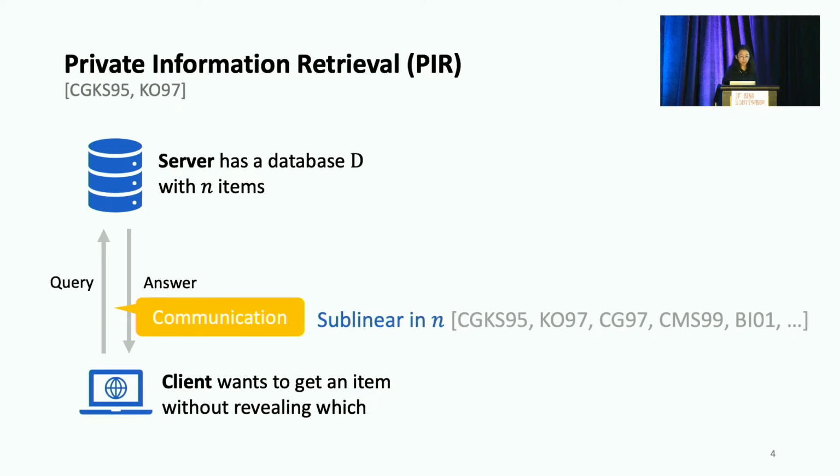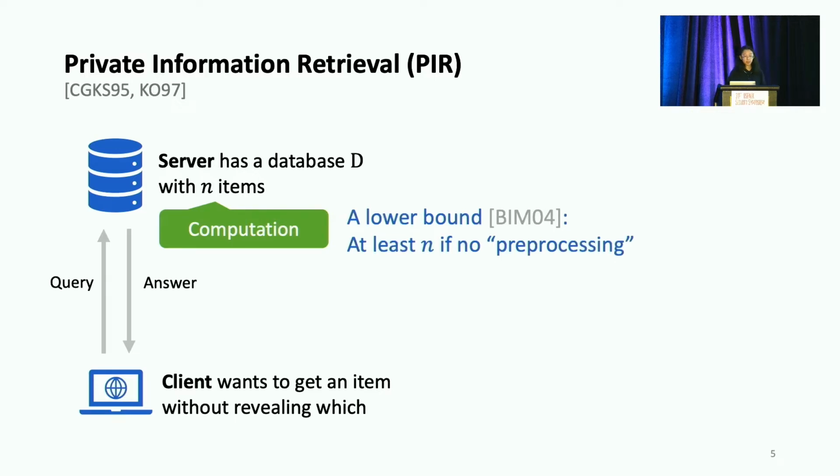Fortunately, there are many works that construct PIR with communication cost that is sublinear in the database size, and some even have optimal cost. But on the other hand, achieving sublinear computation is not that easy. Intuitively, when the server answers a query, even if a single item is omitted, this will leak the information that this item is of no interest to the client. So actually, there's a lower bound that says linear computation for the server is necessary unless we do some sort of preprocessing.